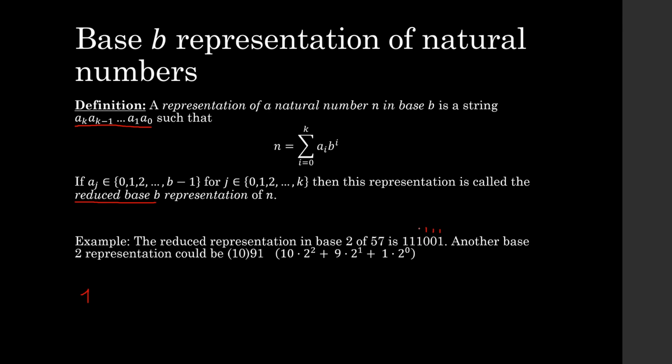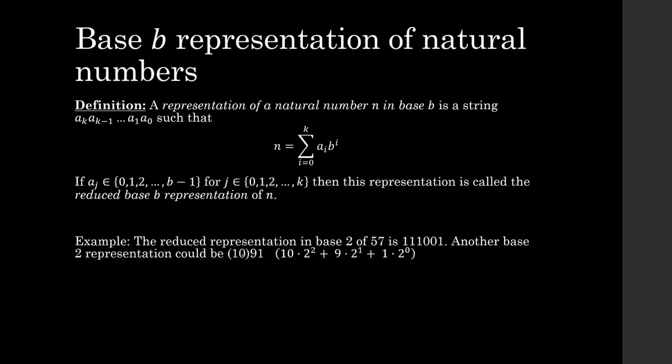Then the next power of 2 is 8, so I've got plus 1 times 8, plus 1 times 16, and then plus 1 times 32. And if you carry this out, this is indeed 57. I can just check here: 1 plus 8 is 9, 9 plus 16 is 25, 25 plus 32 is 57. And so this is a reduced one, and it's called the binary representation of 57, and this is one you'll see in computer science.